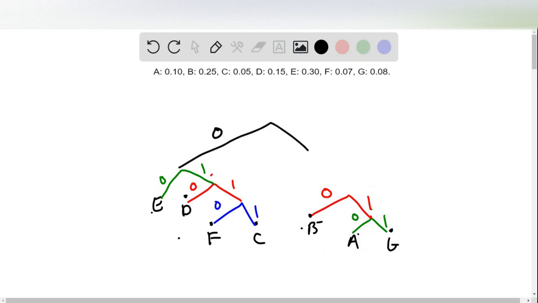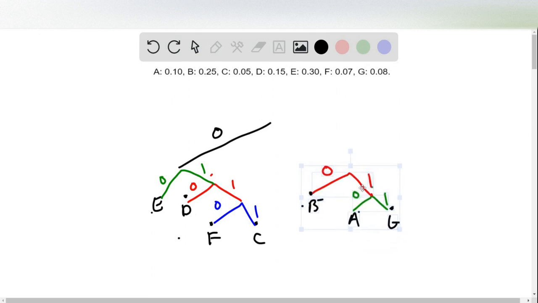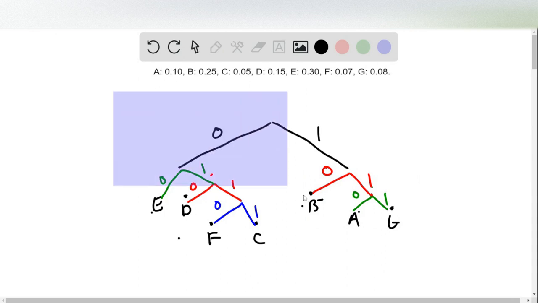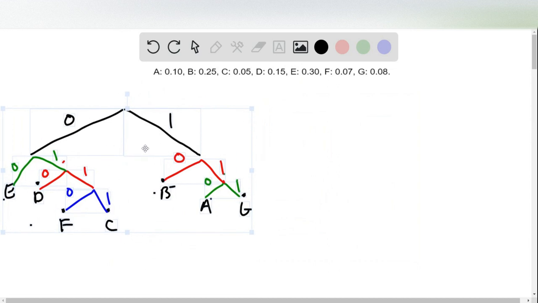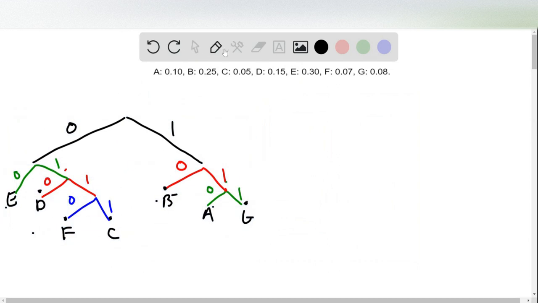So 0 and then 1. All right. Actually, we can scoot this up a little bit more, just so it looks a little bit more even. All right, so we have this now. So this is going to be our tree for this coding. So now let's go ahead and actually write everything out.